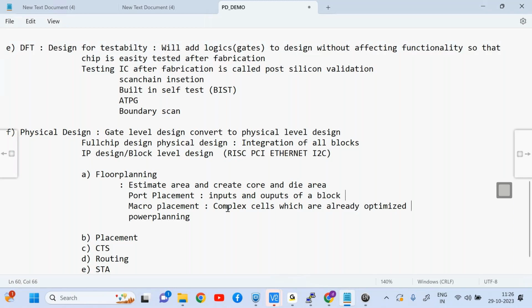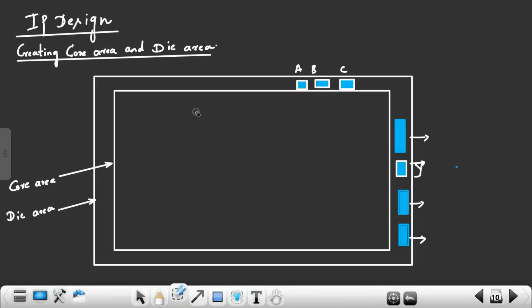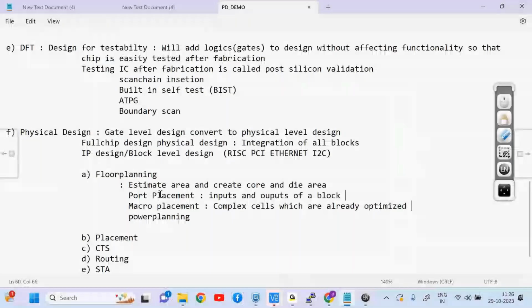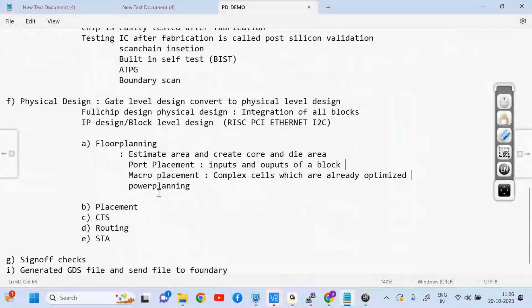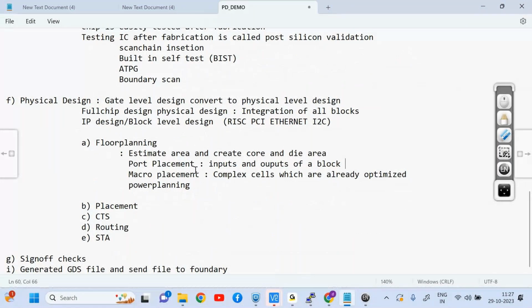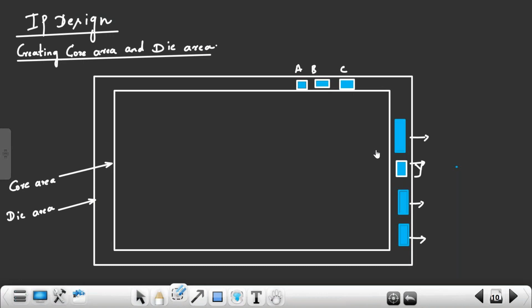See, for these macros, for example, in my design I want an ALU block. You assume I want an arithmetic logic unit block, or I want a memory block. I want 10 memory blocks, SRAM, 10 memory blocks. I am implementing a processor or microcontroller, and for this microcontroller chip I want 10 memory blocks.